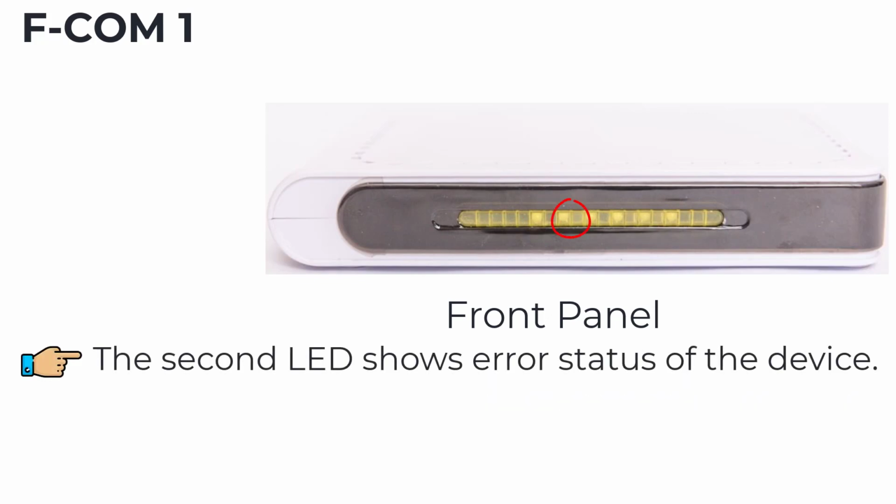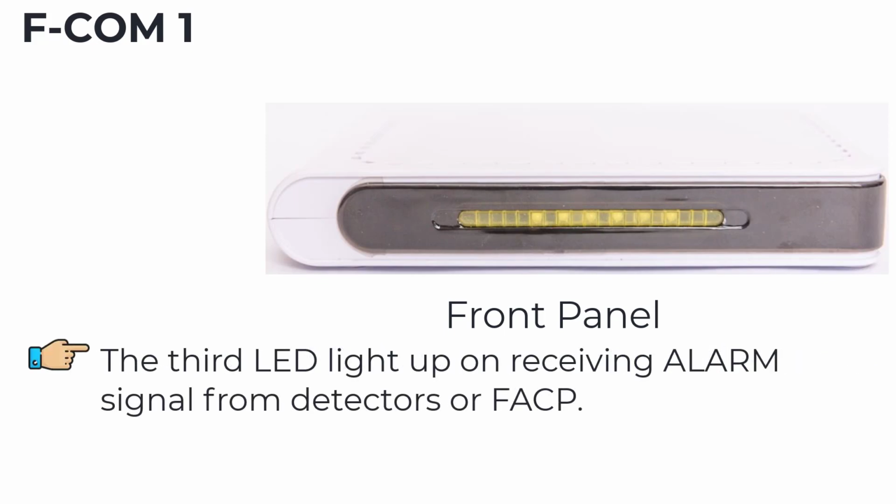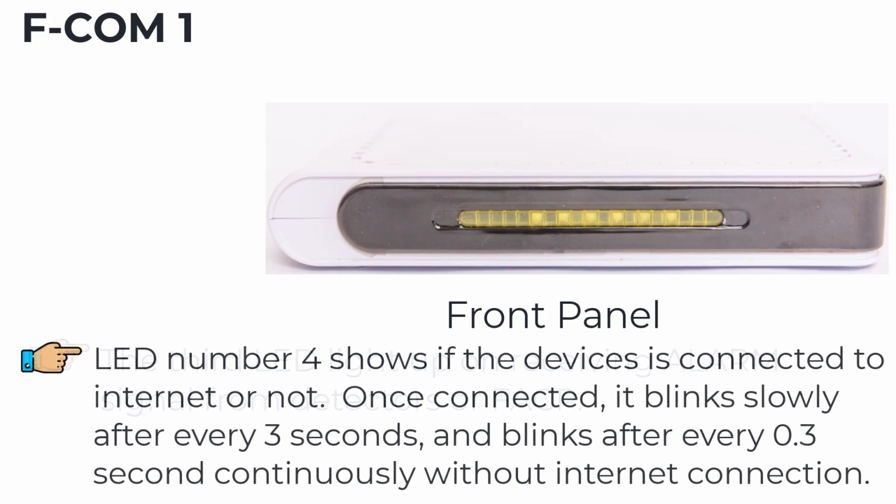2. The second LED shows the error status of the device. 3. The third LED lights up on receiving an alarm signal from detectors or FACP. 4. LED number 4 shows if the device is connected to the internet or not. Once connected, it blinks slowly every 3 seconds, and blinks every 0.3 second continuously without internet connection.